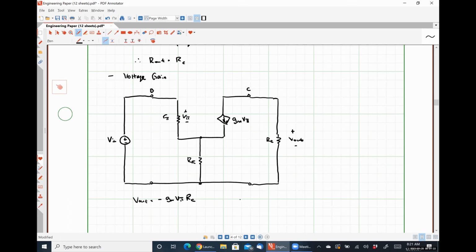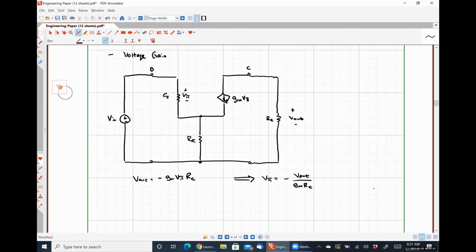So nothing particularly crazy there. I'm going to develop a second relationship with this real quick here. So I can say that V pi is then equal to negative V out divided by GM times RC. That's just simple algebraic manipulation.